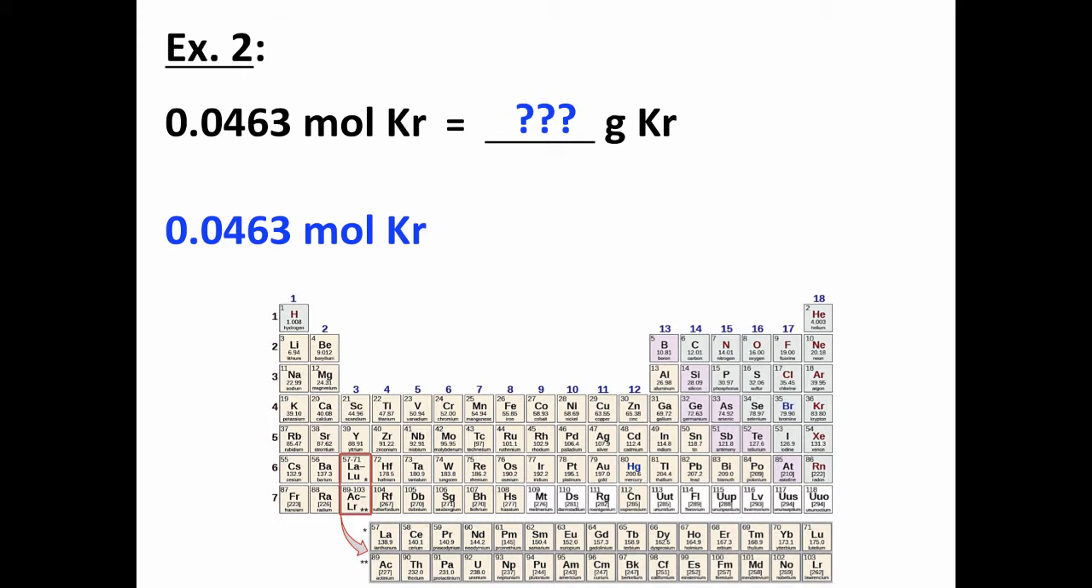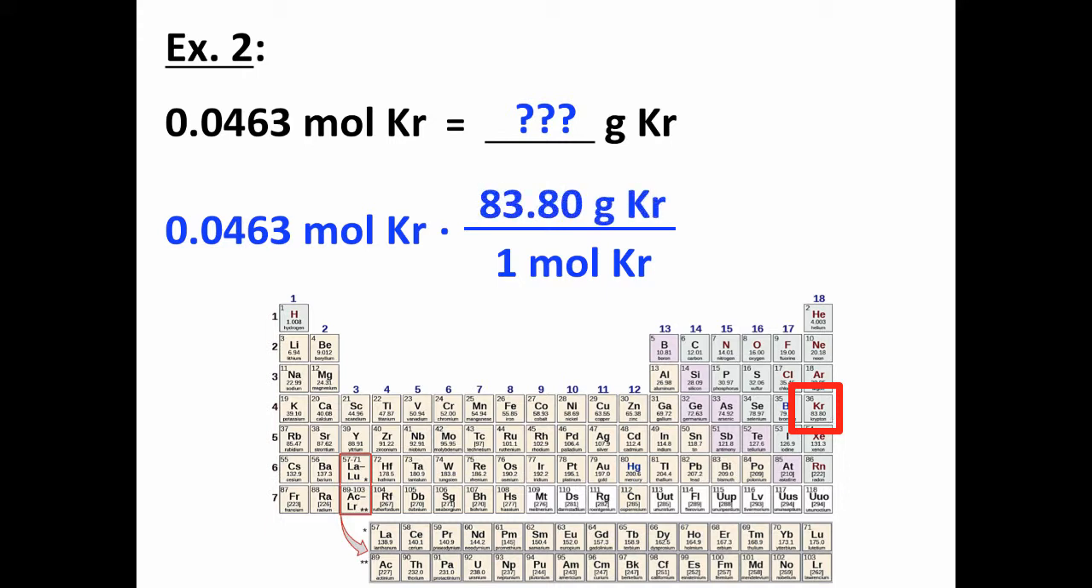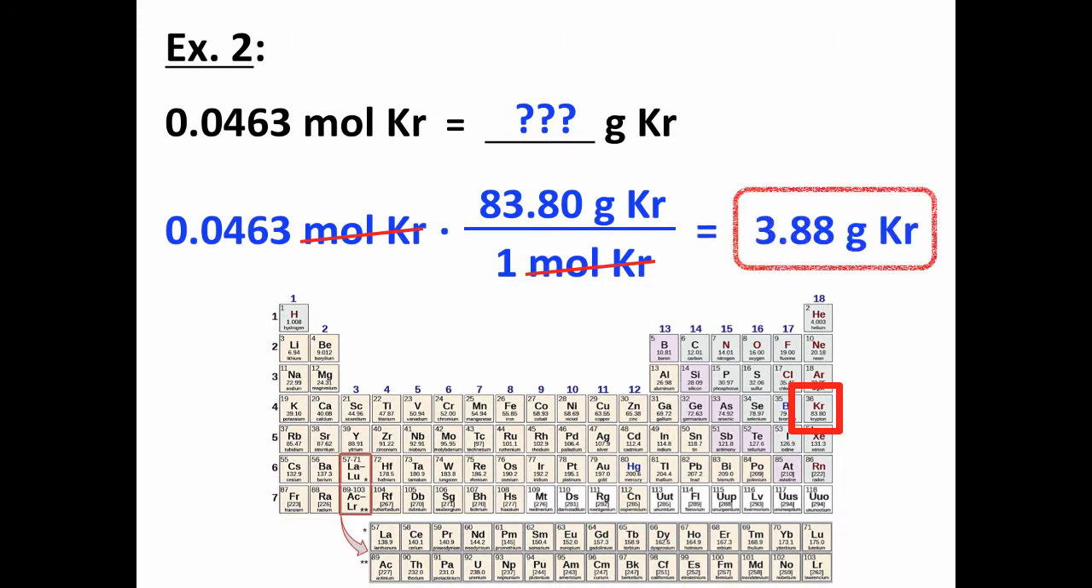So, usual conversion problem method, we start with the known quantity. We look for a conversion factor that will cancel out the unit that we're starting with and want to get rid of. So, moles will go on the bottom of our conversion factor. And then on the top, we need to know what the mass is. So we look on the periodic table. For krypton, the mass of 1 mole is 83.80 grams. So that goes on top. We do the math, cancel out the units, and 0.0463 times 83.80 gives us 3.88 grams of krypton. That's the mass that corresponds to that number of moles.